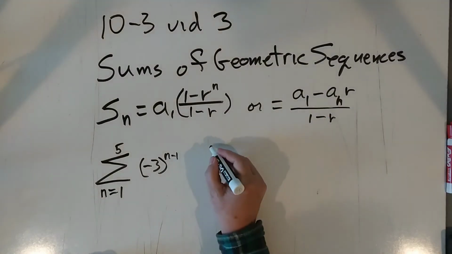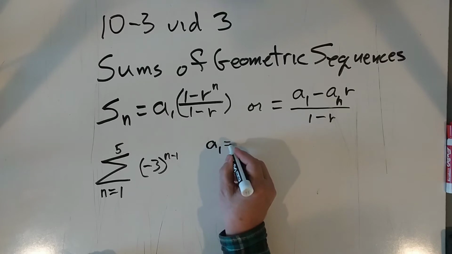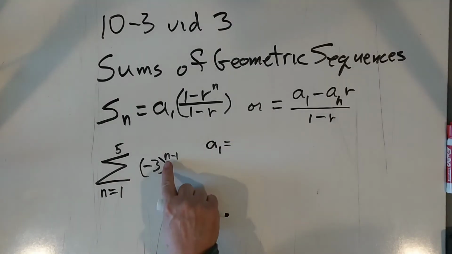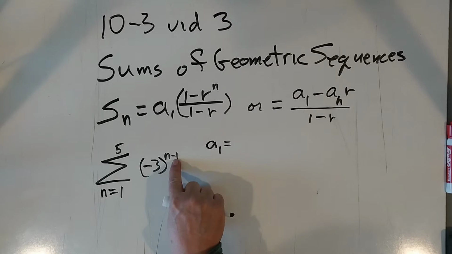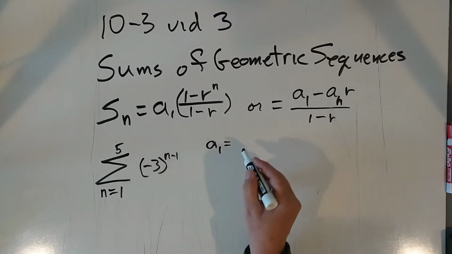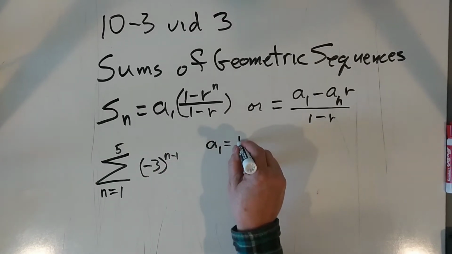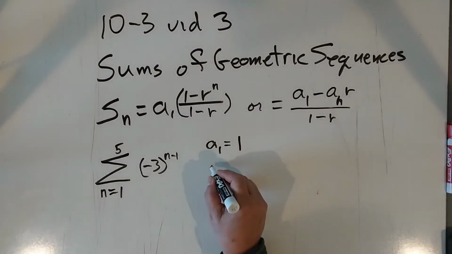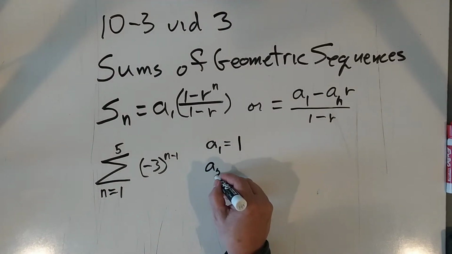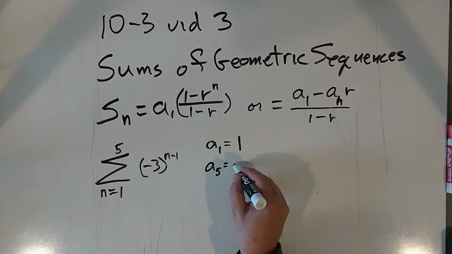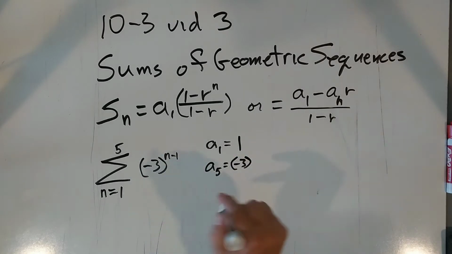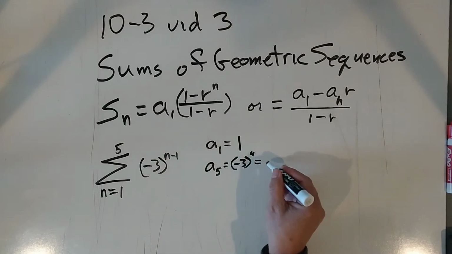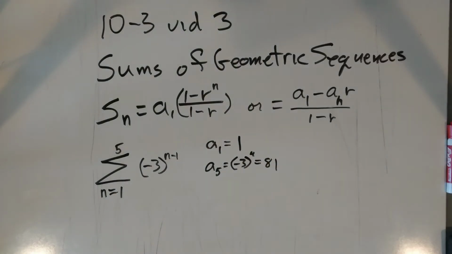And so I'm going to have to find the first term. The first term means to put a 1 in place of n, and 1 minus 1 is 0, so negative 3 to the 0 power will simply be 1. If I want to find the last term, that's going to be negative 3 to the 5 minus 1, which is 4, fourth power, and that comes out to be the number 81. So now I found the first and last terms.